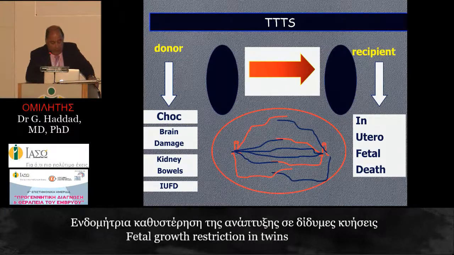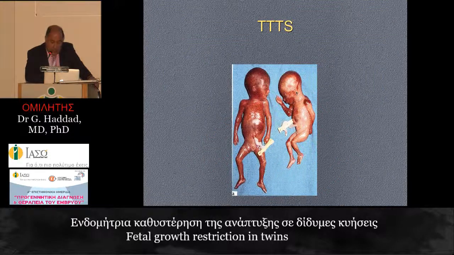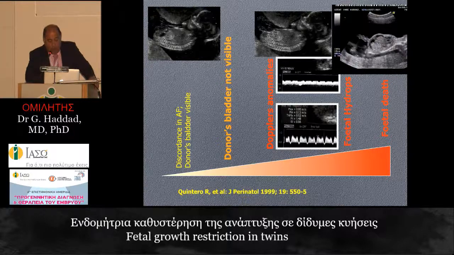But just to tell you that the donor can have shock, brain damage, kidney and bowel damage, and intrauterine fetal death, and the recipient can also have an intrauterine fetal death. And when you see a real TTTS here, you see the difference that sometimes there is IUGR, even if in the classification of Quintero I haven't talked a lot about biometry, but we all know that biometry is important in this syndrome.